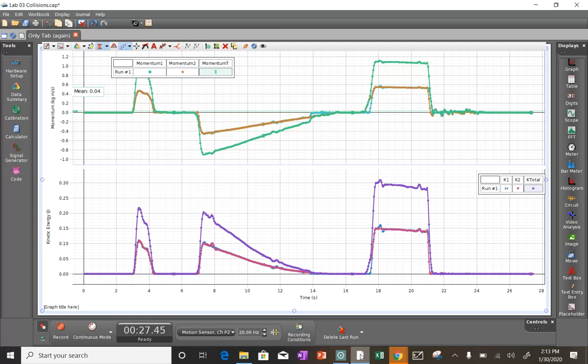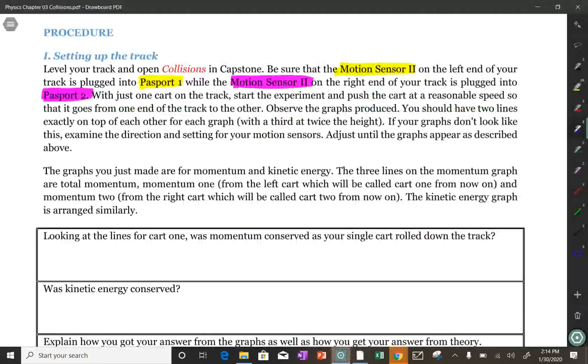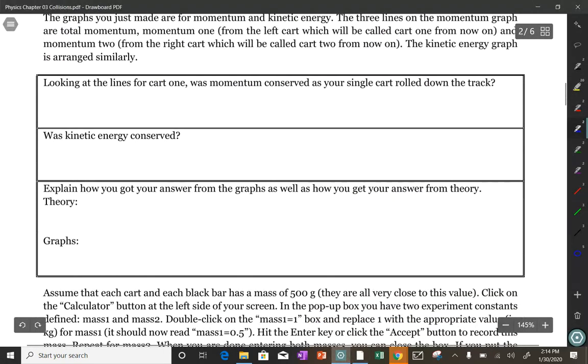No, you're just doing it with 1 cart, not doing it twice. The reason for this is primarily to make sure that your sensors see the parts all the way down the track. If they don't, adjust the angles of the cards and try it again. But then you do have a question to answer on that. Look at the lines for cart 1. Was momentum conserved? How would you determine if momentum was conserved?